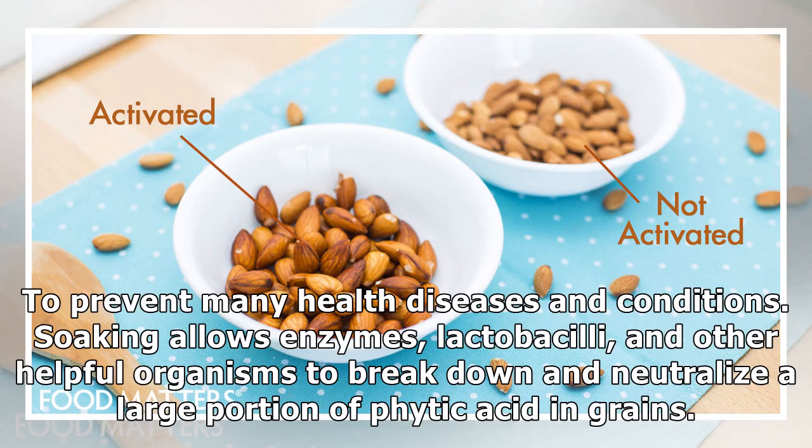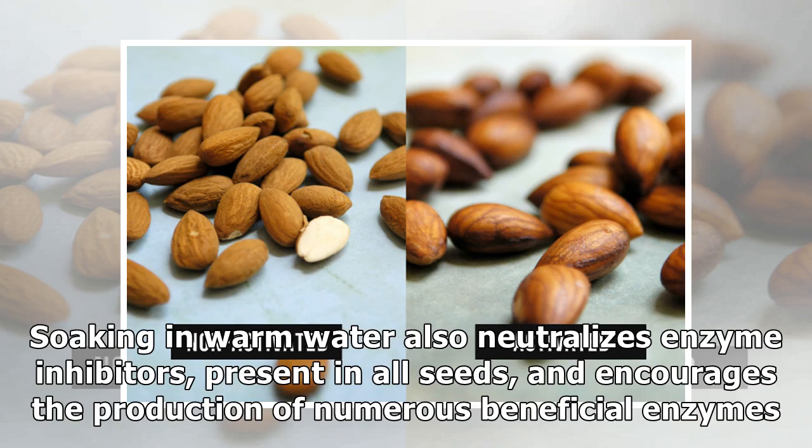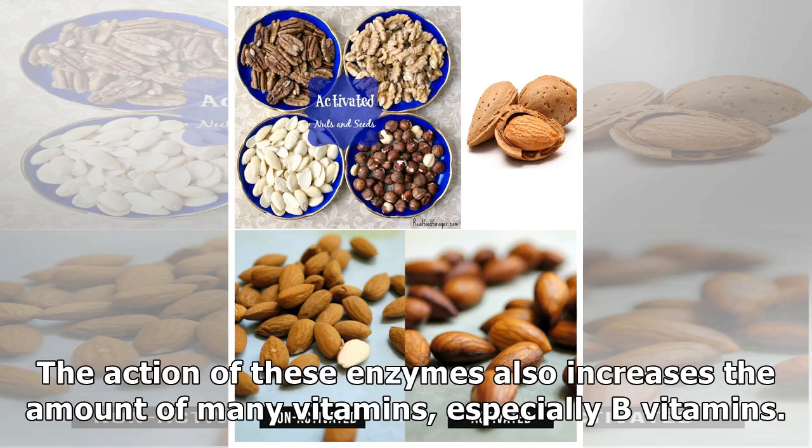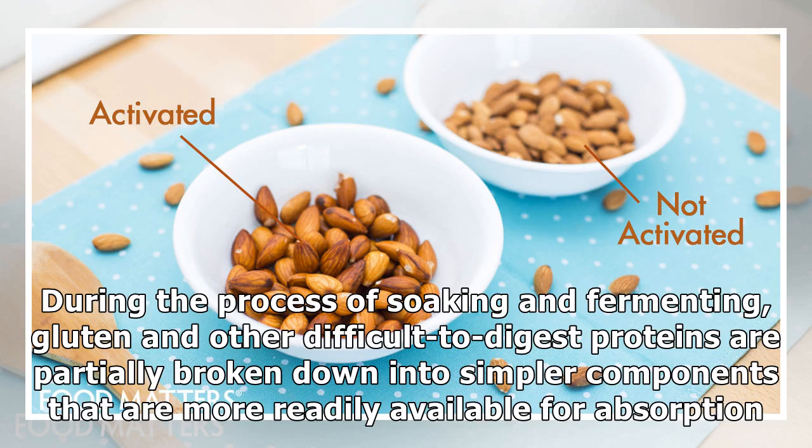Soaking allows enzymes, lactobacilli, and other helpful organisms to break down and neutralize a large portion of phytic acid in grains. Soaking in warm water also neutralizes enzyme inhibitors present in all seeds and encourages the production of numerous beneficial enzymes. The action of these enzymes also increases the amount of many vitamins, especially B vitamins. During the process of soaking and fermenting, gluten and other difficult-to-digest proteins are partially broken down into simpler components that are more readily available for absorption.